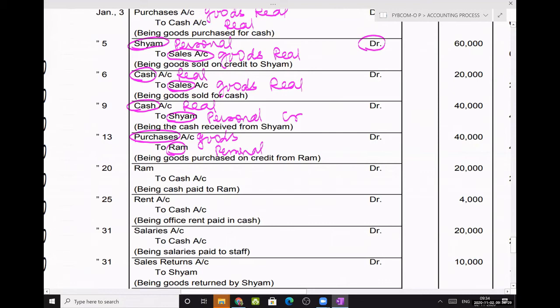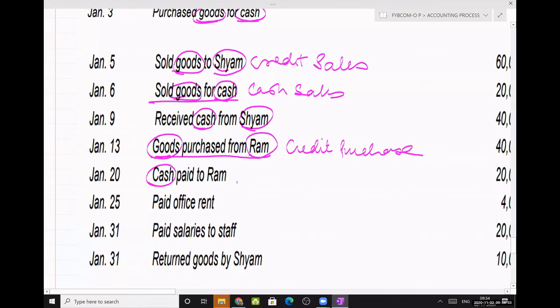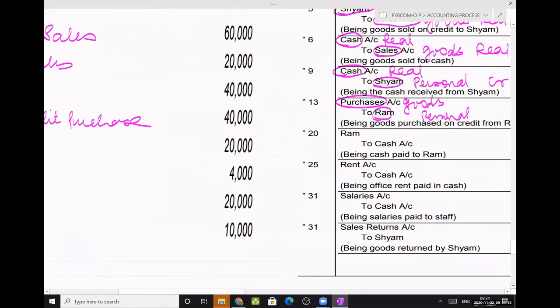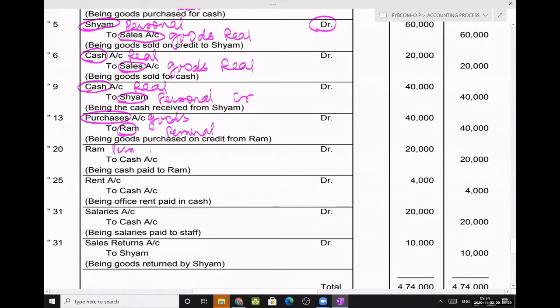Next, cash paid to Ram. What is important? Cash and Ram. ठीक है. Ram, who's Ram? Personal account. Debit the receiver. He has received money. Yes. Cash is what? Real account. Credit what goes out.